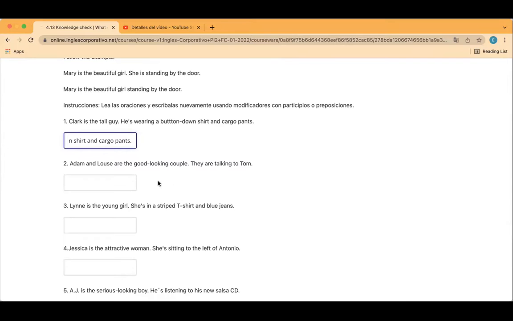Okay, what about number two? Adam and Luz are the good-looking couple. Talking to Tom. Correct. That is correct. Adam and Luz are the good-looking couple. Talking to Tom. So all you do is copy this part, the good looking couple, you put, and then the activity, talking to Tom. Yes. Good.